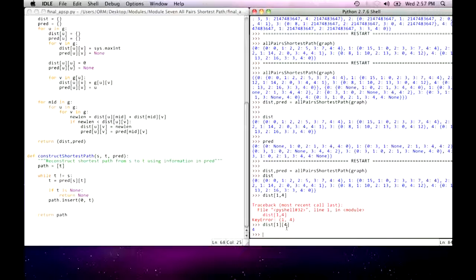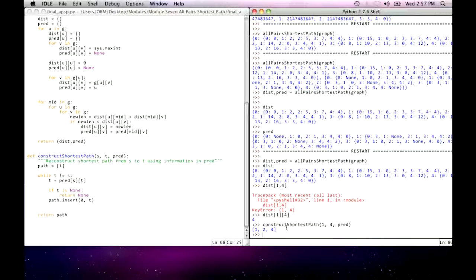Let me look at the solution that is actually produced. Let's construct the shortest path from 1 to 4 using my PRED table. So it turns out you go from vertex 1 to vertex 2 to vertex 4, and that gives you the shortest distance from 1 to 4.